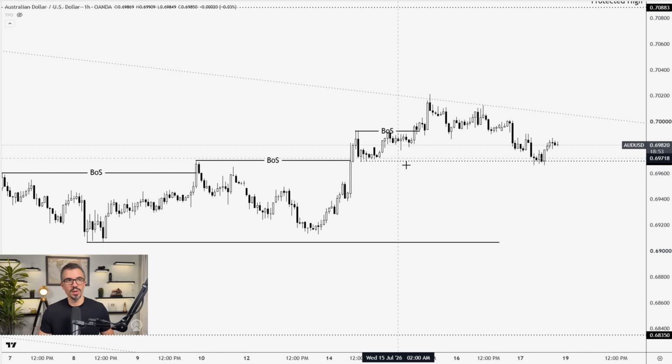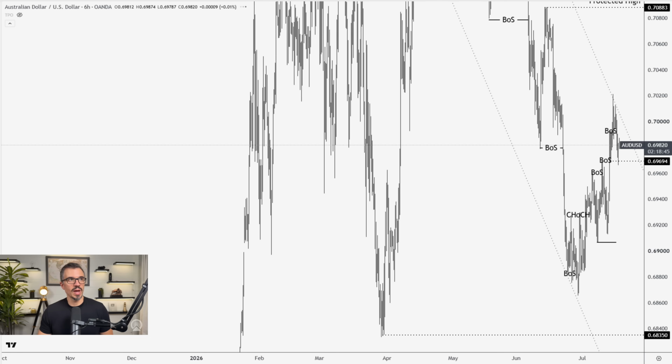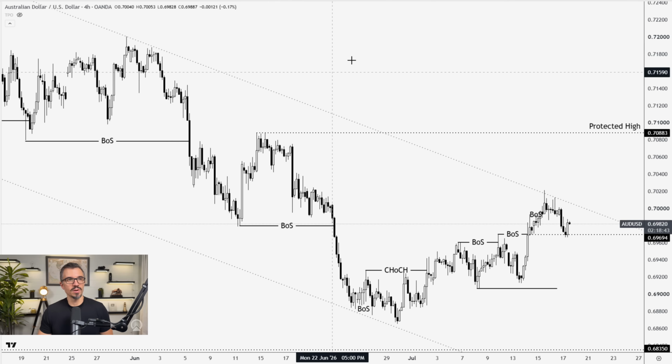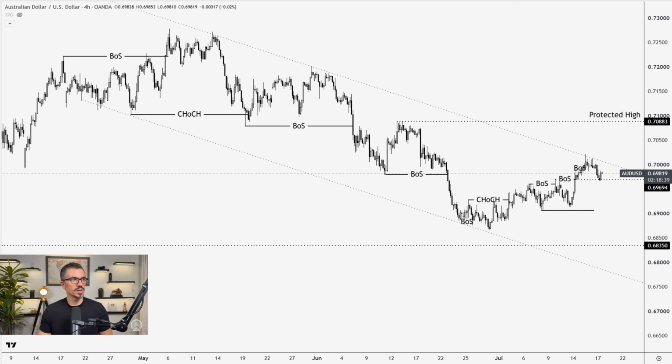So notice how we didn't close below. So technically, even off of this low, there's really no change of character to speak of. Now, at the same time, though, you also have the market coming into some resistance here. So notice how we have it coming into the top of this channel. And this is also really interesting for the Australian dollar. So you got the highs back here and you've got these lows.